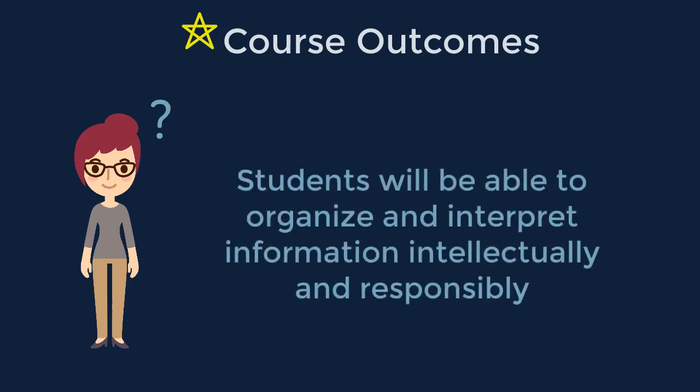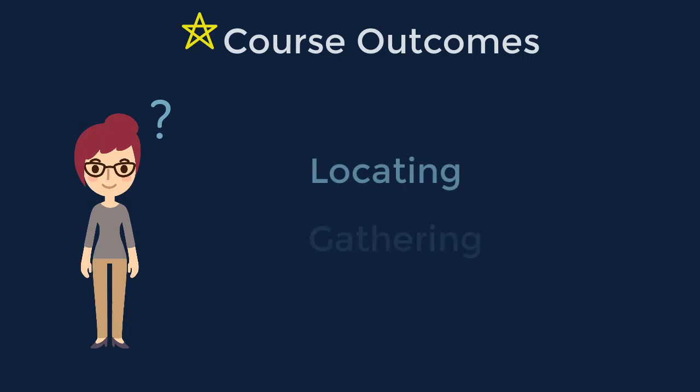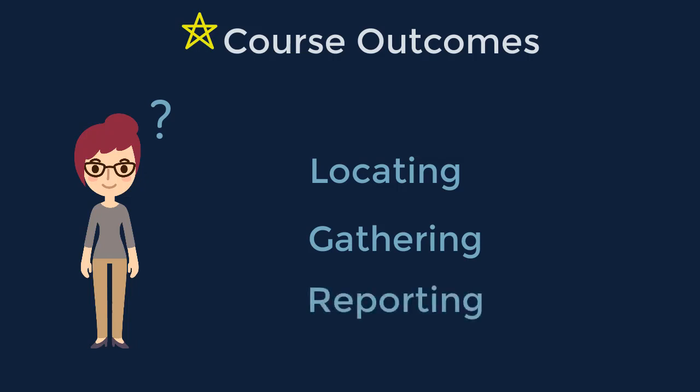For example, a course outcome might state, students will be able to organize and interpret information intellectually and responsibly. Organizing and interpreting, which are high on the Bloom's verb scale, can be broken down into lower level activities, like locating and gathering information through libraries, the internet, and field research methods, and reporting on findings. These lower level activities could comprise module level objectives, which have a narrower focus.